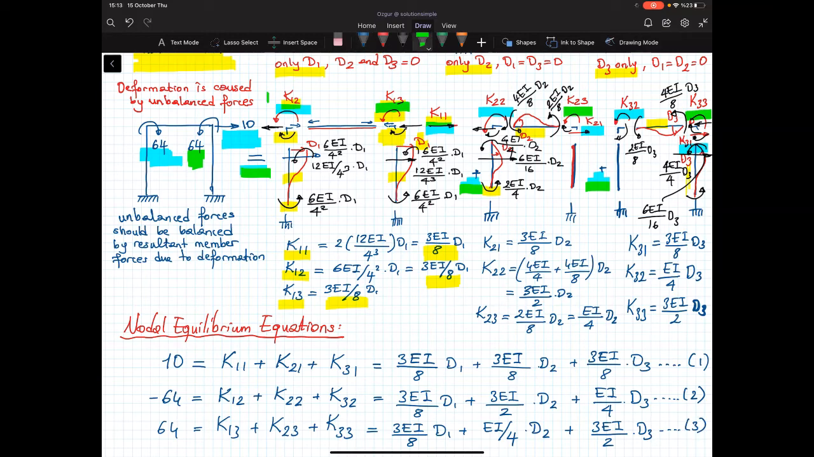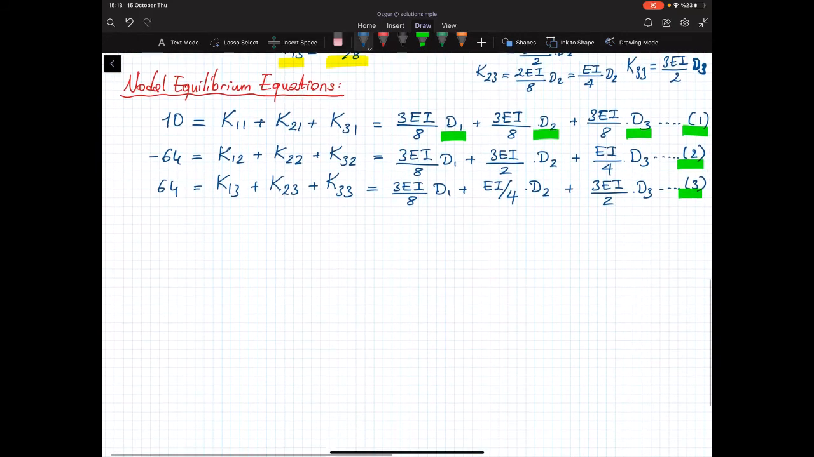So as you see, we have three unknowns, D1, D2, and D3, and we got three equilibrium equations. If I solve the system of the equilibrium equations, I should be able to obtain the values of D1, D2, and D3. So if I write everything in matrix form, this is what we see.